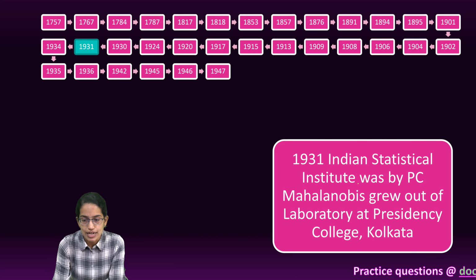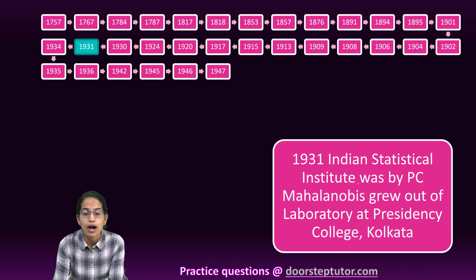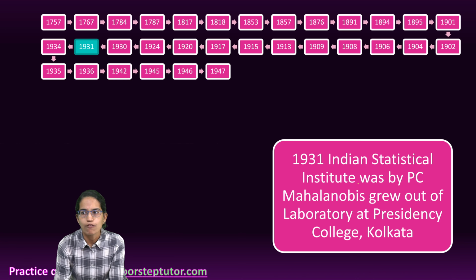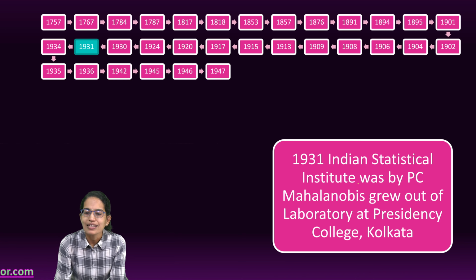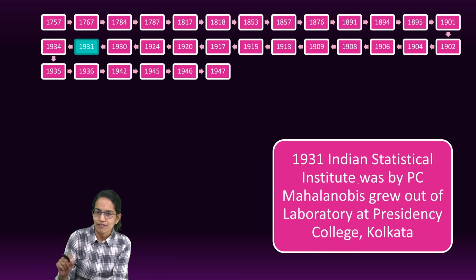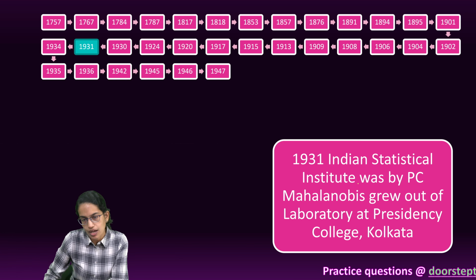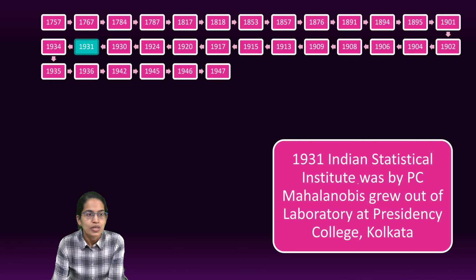Now, the Indian Statistical Institute was established by Dr. P.C. Mahalanobis. P.C. Mahalanobis was one of the faculty at Presidency College in Kolkata, and the initial ISI, the Indian Statistical Institute, grew from a laboratory at Presidency College, Kolkata, and it later expanded into a separate independent entity.